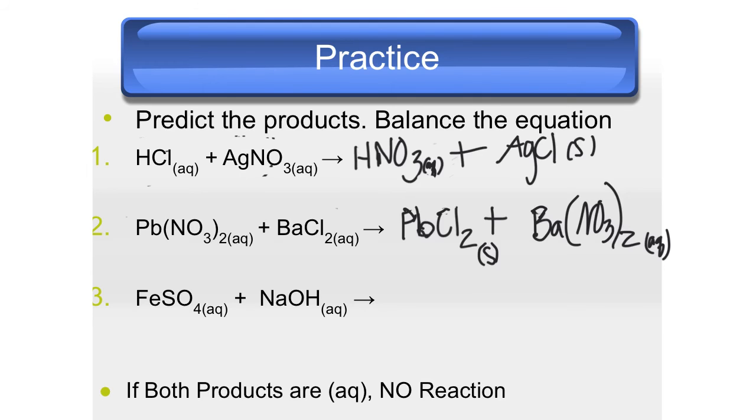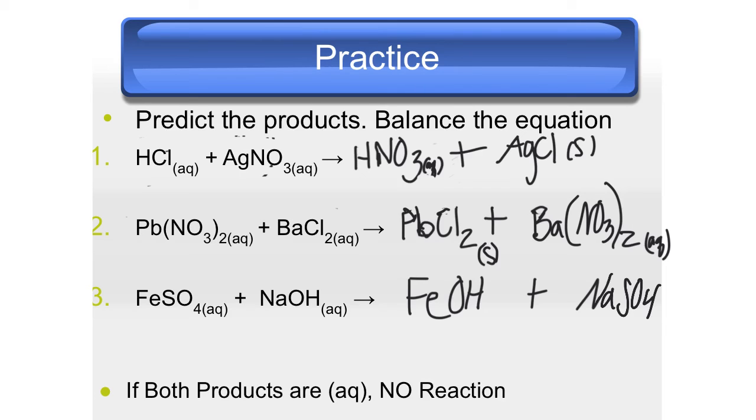So let's move on to number 3. See if you can go ahead and crisscross applesauce. See if you can figure out what those 2 compounds are going to be. Okay, so hopefully what you came up with was Fe and OH, and about that, Na and SO4.